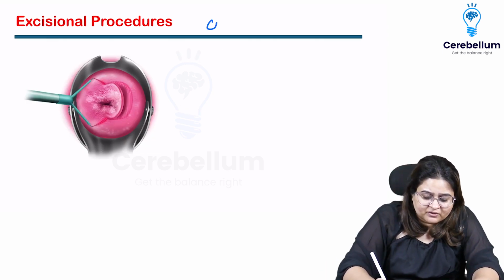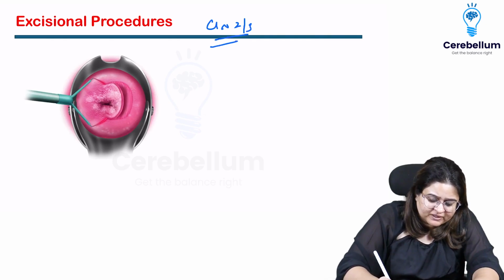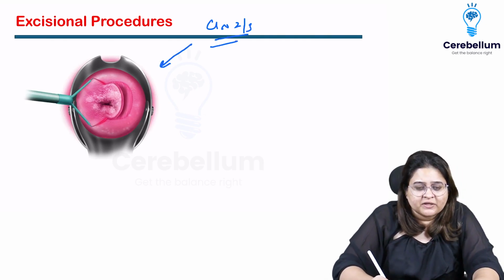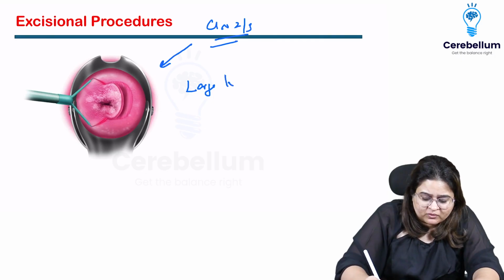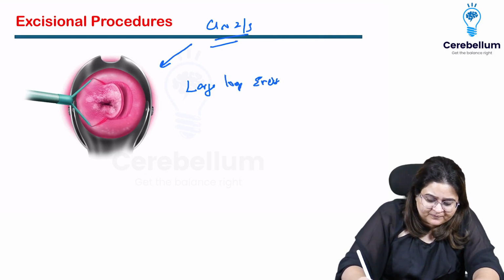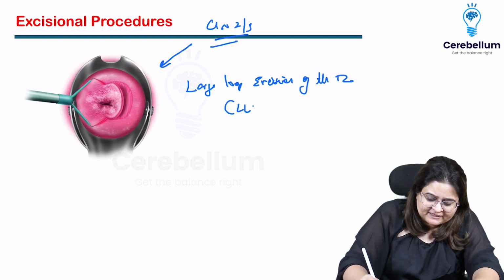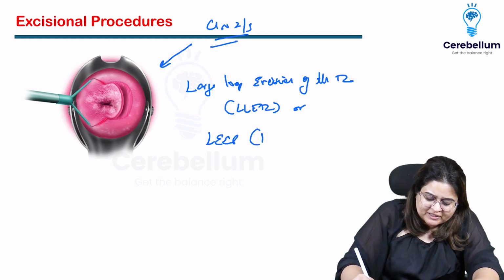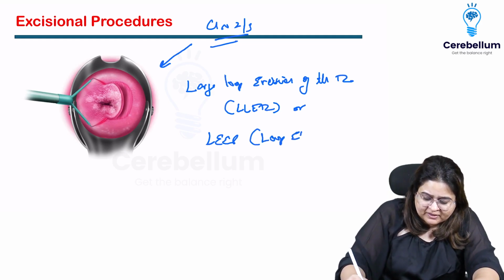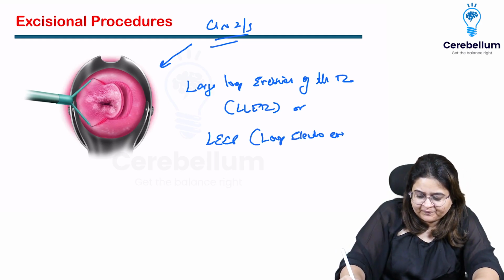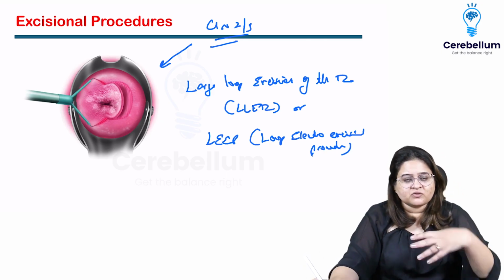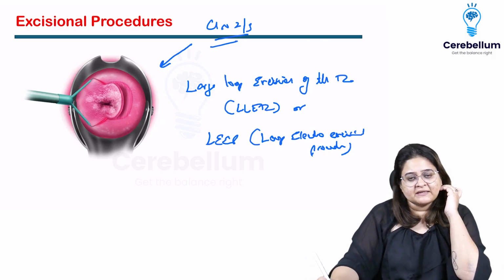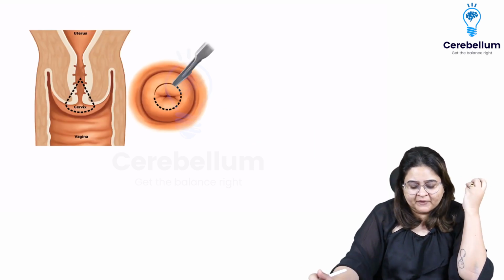But if it is CIN2 or 3, it is better to do an excisional procedure. What is this image showing? This is showing a large loop excision of the transformation zone, what is called as LLETZ. Or you can do a LEEP. What is LEEP? LEEP is loop electro excisional procedure. It's the same thing. It's just got two different names for it. LLETZ is also called as a LEEP.